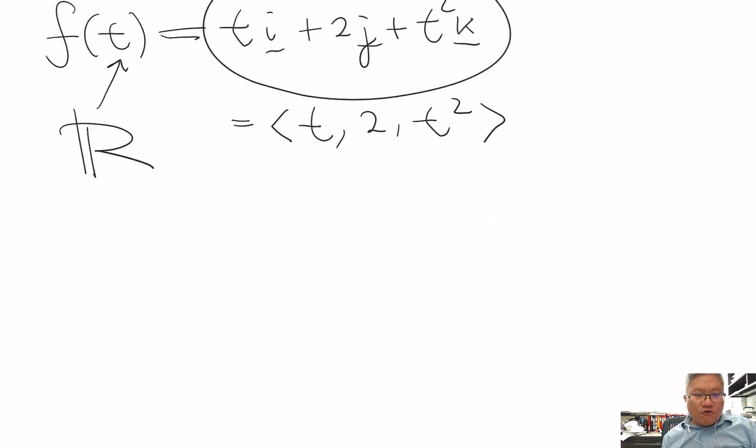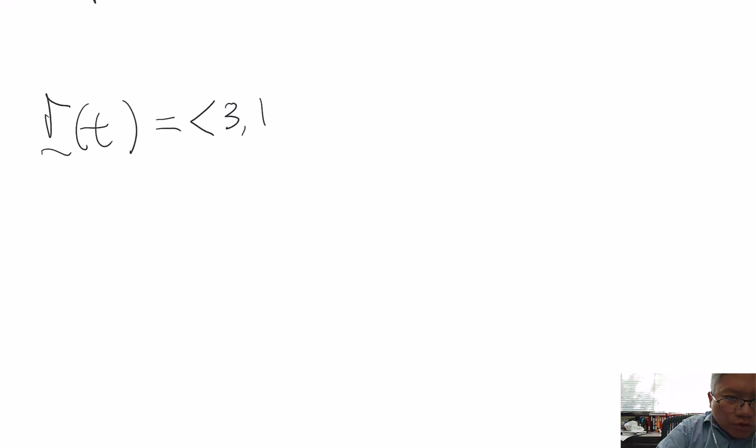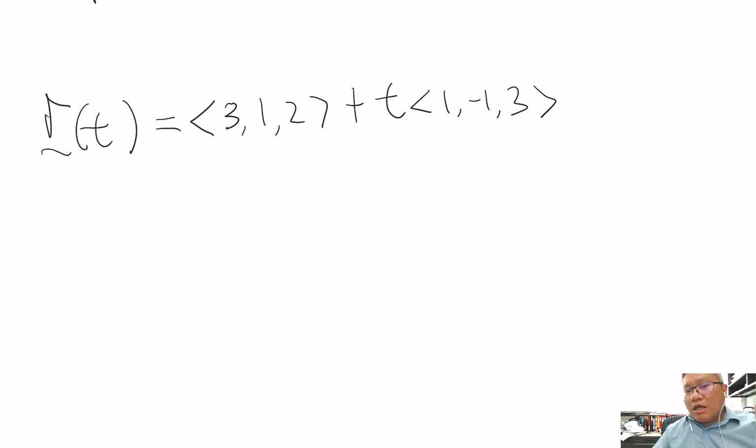And you have actually already seen this type of vector valued function before. We just haven't emphasized the fact that it is a vector valued function. One of the things that you have seen is the following. This is, let's say, 3, 1, 2, plus t times 1, negative 1, 3, for example. This is an example of a vector valued function, which gives you the equation of a line.